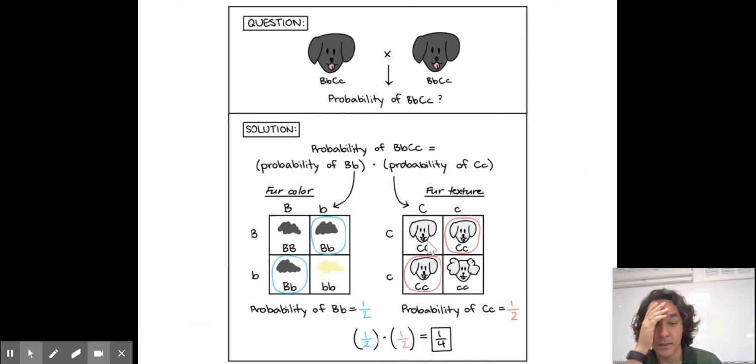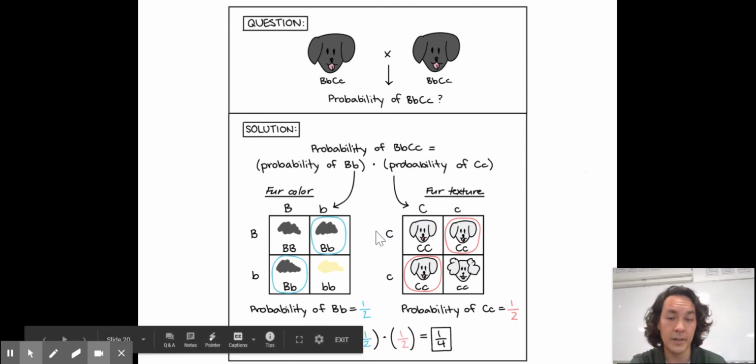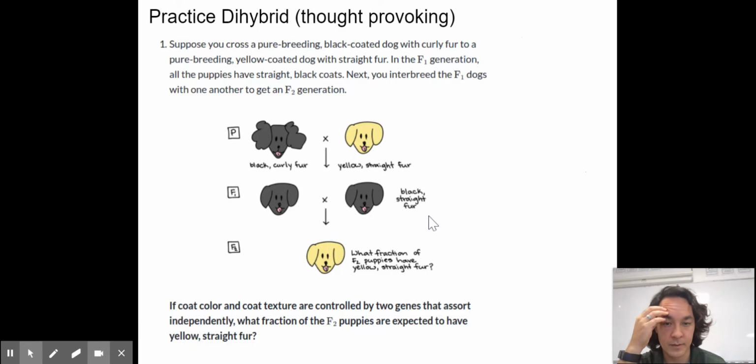Let's say that we wanted to do the probability of a yellow, smooth-eared dog, right? Yellow would be 1 out of 4. Smooth-eared would be 3 over 4. So 1 over 4 times 3 over 4 would be 3 over 16. And so if you do the dihybrid, it would come out like that, which is pretty cool.